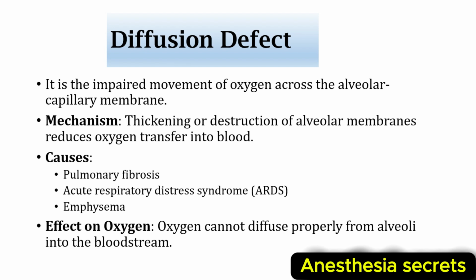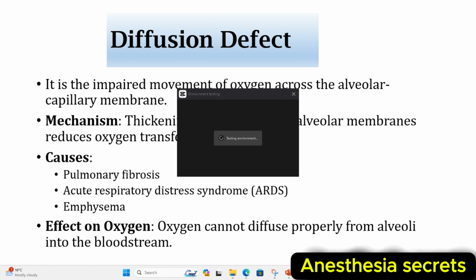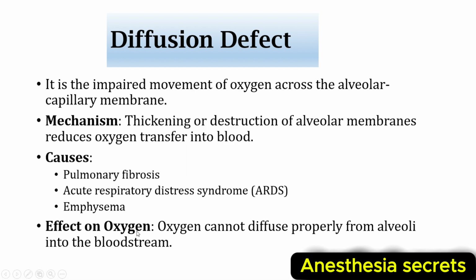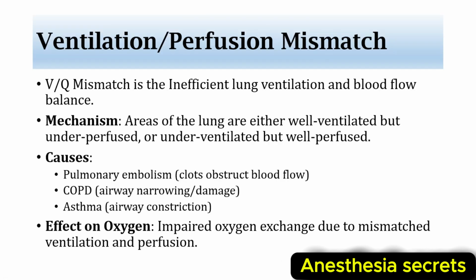The fourth one is ventilation perfusion mismatch, meaning that there is an inefficient balance between lung ventilation and blood flow. What does it mean? It means that there is an imbalance between ventilation, or the air that reaches the alveoli, and perfusion, or the amount of blood in the capillaries surrounding the alveoli.